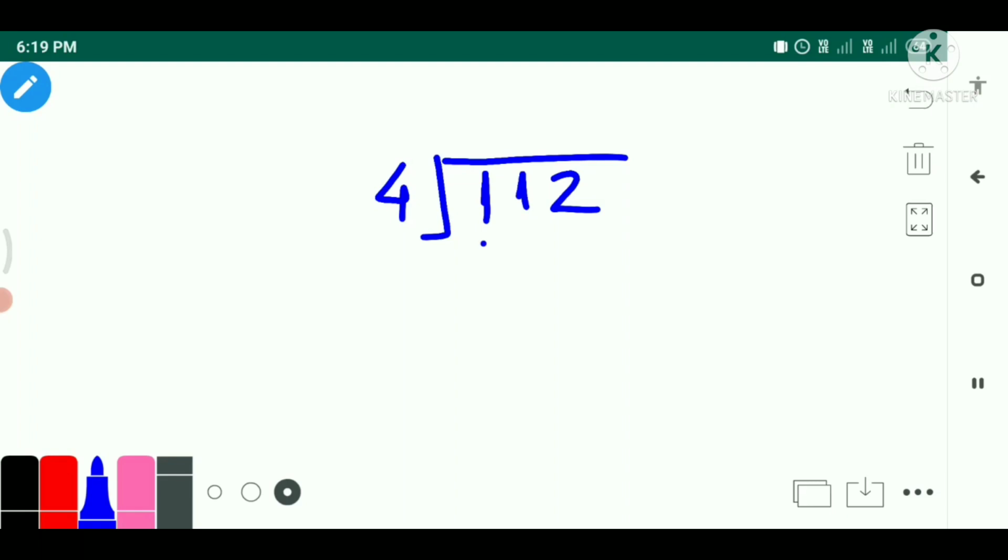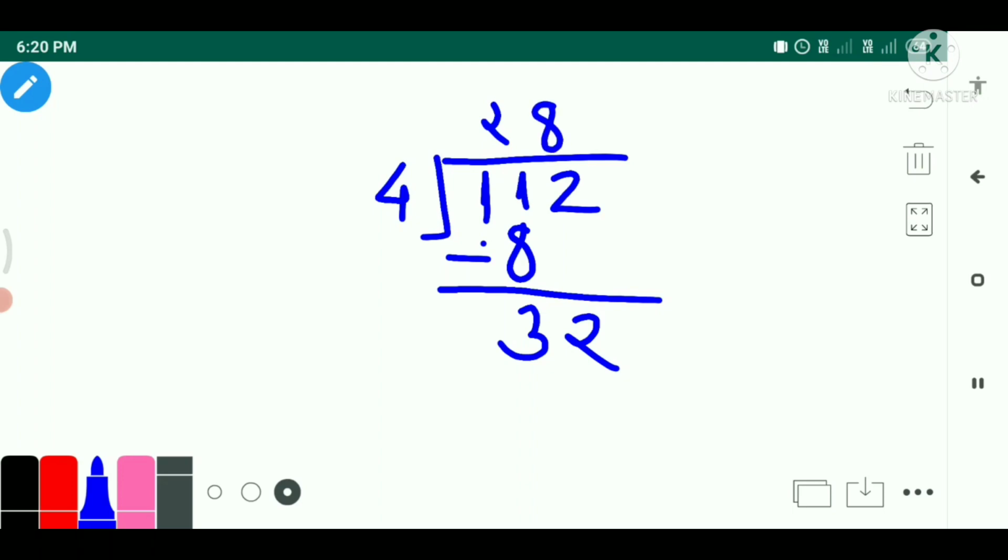As you can see here, 1 is there which is smaller than 4, so we'll take 2 numbers, that is along with the 100's place we'll take the 10's place. So 11 is our number. So 4 2s are 8, because 4 3s are 12, which is a bigger number. Now we'll subtract. After subtracting, we'll get 3, and now this 2 will be here. Now 4 8s are 32. Now again we'll do subtraction, and then our remainder is what?